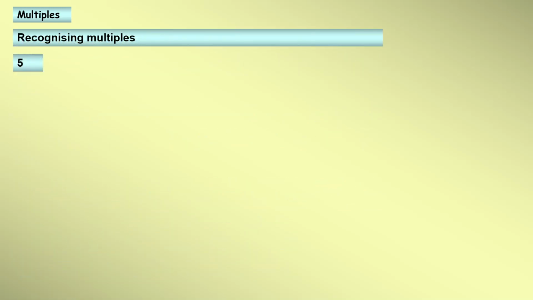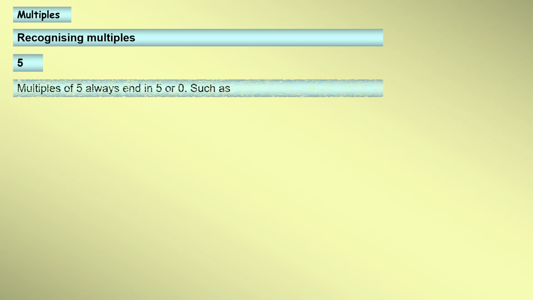What else have we got? 5. How can you recognize if a number is in the 5 times table or is a multiple of 5? It's got to end in 5 or 0. Ends in 5 or 0, you know it's in the 5 times table. So like 35, 60 ends in 0, 155. All of these are in the 5 times table.